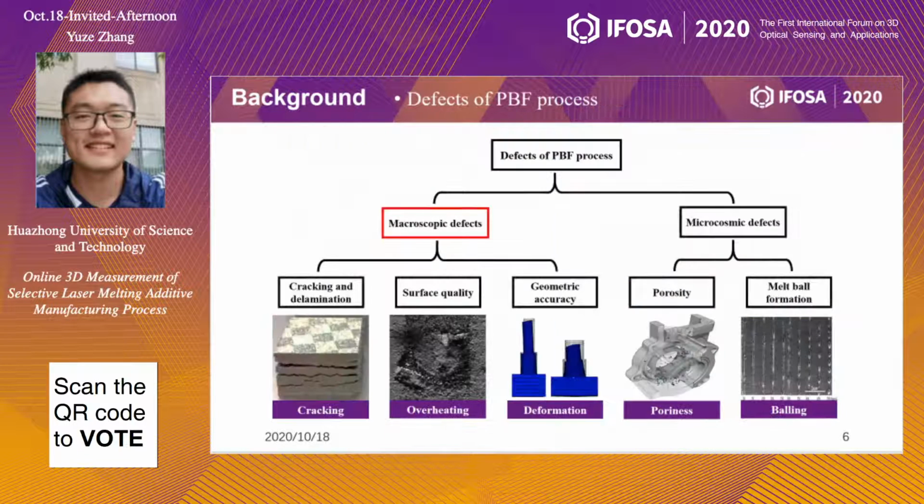The speed of heating and cooling during the PBF process is extremely fast. Moreover, this process often has the phenomenon of local overheating. These are likely to cause a variety of defects. The result is that the components formed by the PBF process lack stability. The optical measurement we used is more concerned with the surface quality and the geometric accuracy.